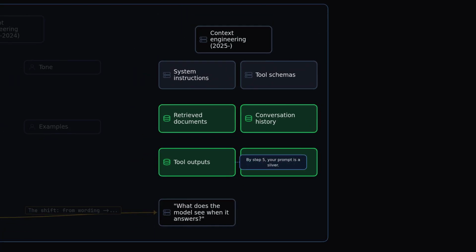Here's why the shift happened. The moment AI moved from chat to agents, from one turn to many, the prompt stopped being the dominant input. By the fifth step of an agent loop, your original prompt is a small fraction of what the model sees. If you only optimize wording, you optimize a thin slice of what actually drives the output.